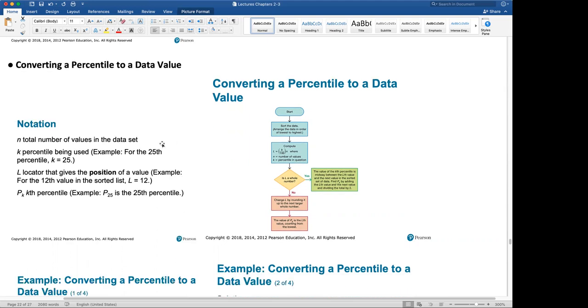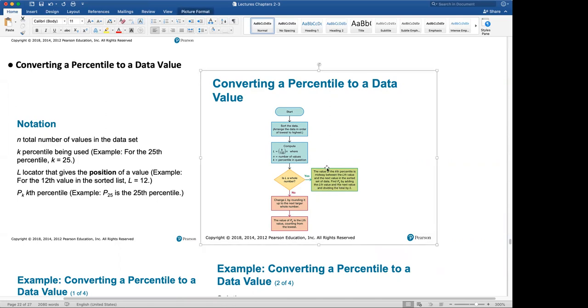Listen carefully. Let's see the notation first. n means the total number of data values in the data set. k is the percentile being used. For example, for the 25th percentile, k equals 25. Now L, capital letter L, is the locator that gives the position of the value. For example, the 12th value in the sorted list means that L equals 12. And then P sub k is the kth percentile, so P25 is the 25th percentile. Okay, so look at this one.